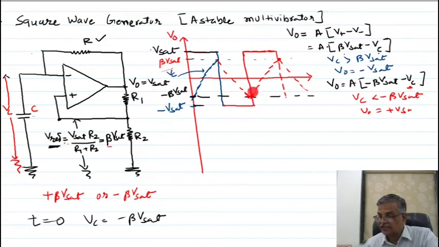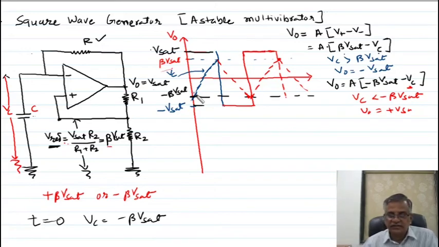Again the capacitor starts charging, again discharging. So in this way the output changes state depending upon the charging and discharging of the capacitor. The frequency of the square wave can be calculated by determining the time period for the capacitor charging from minus V set to the plus beta V set.